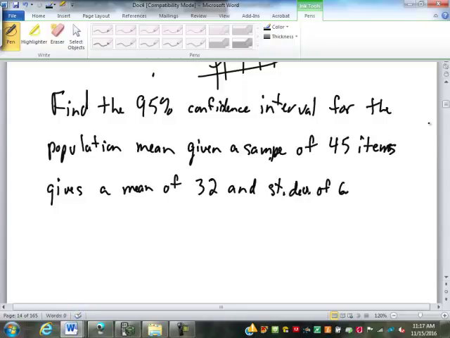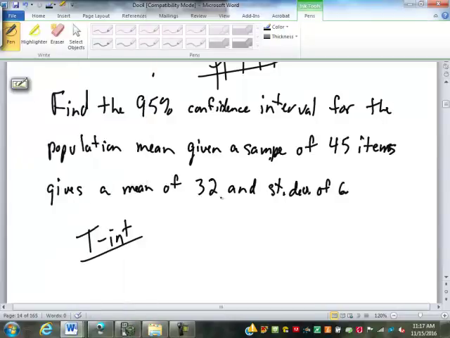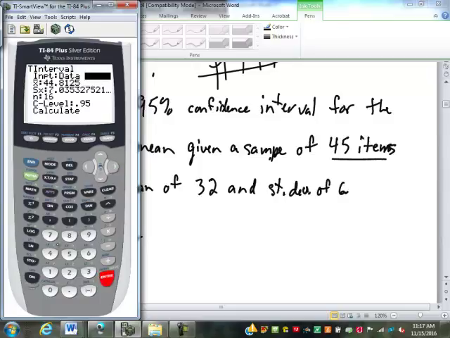So now here, I'm given a standard deviation, but that's not for the population. That's from the sample. So that means this is going to be a t interval. We have a sample standard deviation, and I'm not given a list. I'm given the sample mean and standard deviation and sample size. So I'm going to go to stats. This time I'm going to test. This time it's going to be a t interval, number 8. And instead of data, I'm going to use stats, because I don't have the list of items, I just have the summary information.